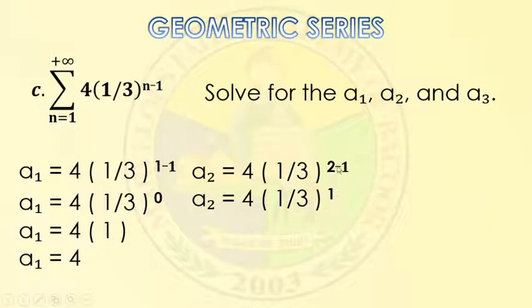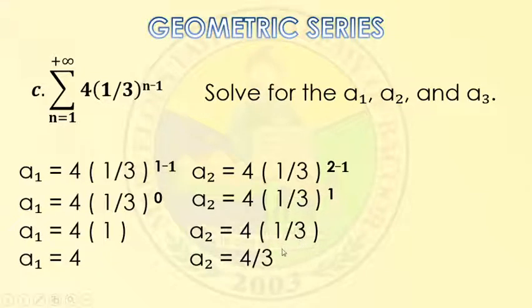We have 2 minus 1, the answer is 1. Okay, simplify natin yung exponent. 1 over 3 raised to 1, the answer is 1/3. And then next, multiply natin 4 times 1, the answer is 4. Divide by 3, the answer is 4 over 3.